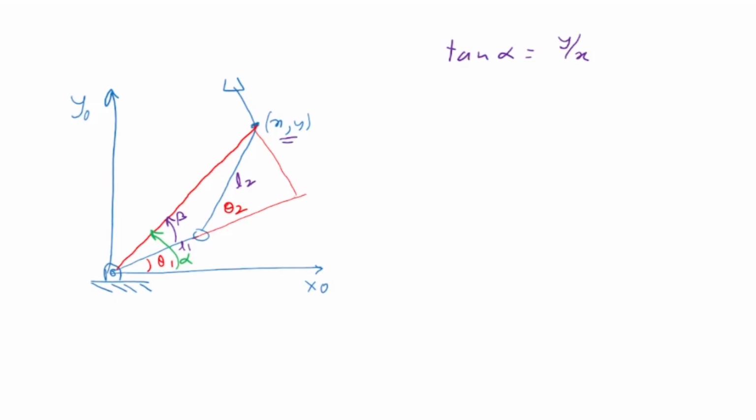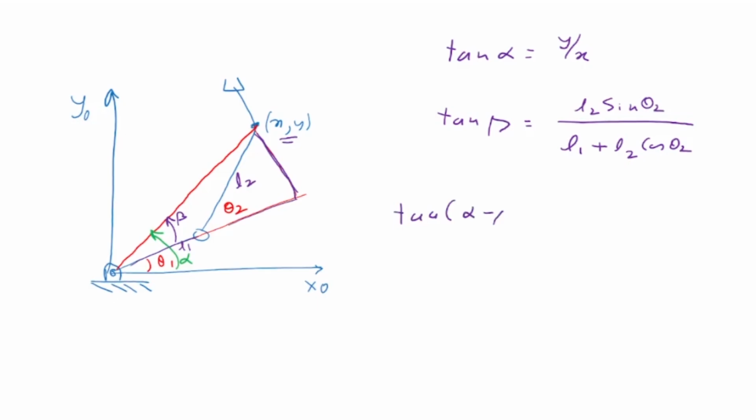For inverse kinematics, we have been given x and y, the numerical values. So tan alpha is this. What is tan beta? Tan beta is equal to this distance, which is L2 sine theta 2, divided by this full length, which is L1 plus L2 cos theta 2. That is tan beta. Now what is tan of alpha minus beta? So tan of theta 1 is equal to tan of alpha minus beta, which is equal to tan alpha minus tan beta.